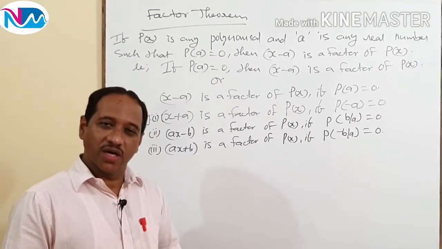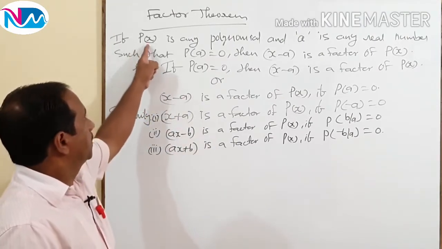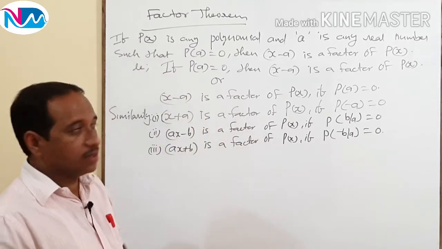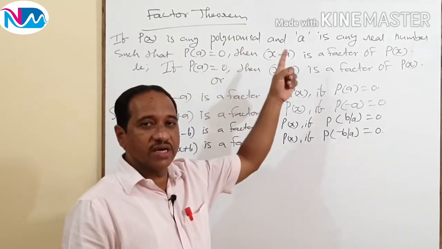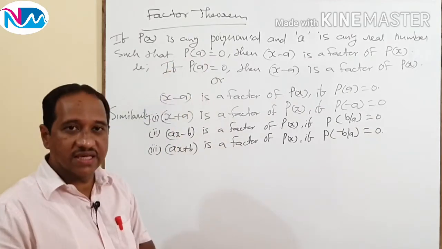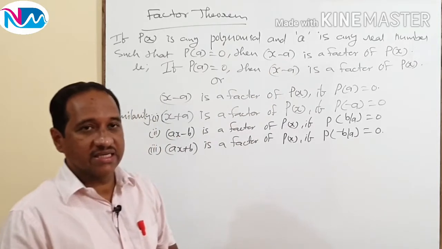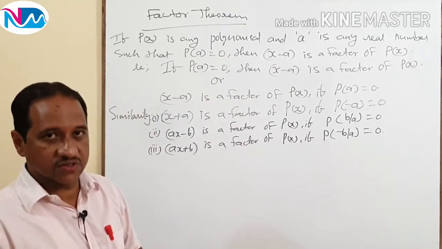So, without wasting more time, let us jump into the factor theorem. Today, we are going to see what is factor theorem. If p of x is any polynomial and a is any real number such that p of a is equal to 0, then x minus a is a factor of p of x.